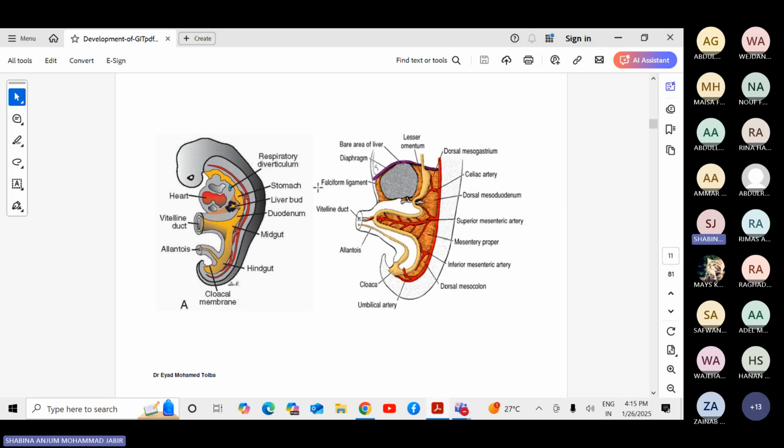Again, this is the later stage, around 5 weeks, where you can find that the gut tube has resumed its shape. Here you can see this is the fusiform dilatation. And here you can see the midgut has completely become tubular. It was not tubular before, it was just narrowed. But here it has become tubular, and it also has its artery together, which is the superior mesenteric artery.